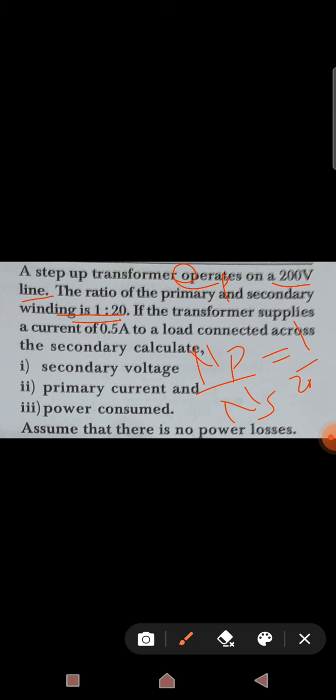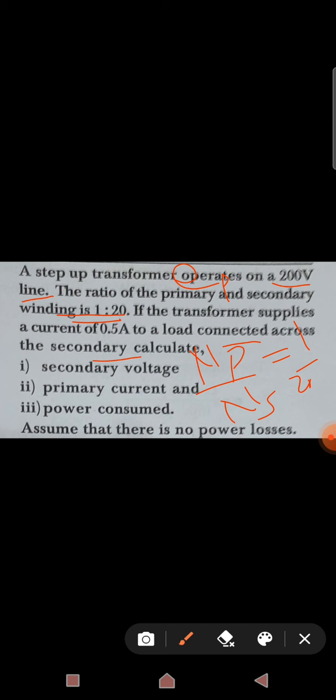If the transformer supplies a current of 0.5 ampere to a load connected across the secondary, right? So the current flowing in the secondary is given. So what do we have to calculate? Secondary voltage, primary current, and power consumed. And again one condition is given here. Assume that there is no power loss.